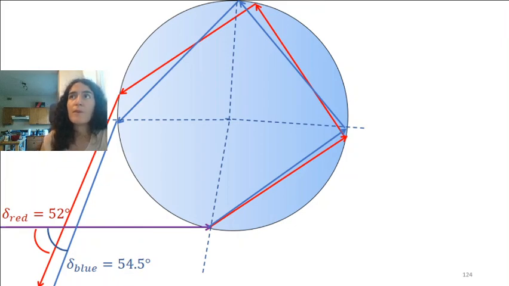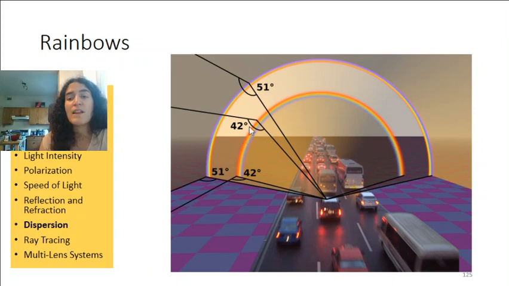If you remember, for the primary arc, the maximum angle is 40 degrees for one color and 42 for the other. Or is it the other way around? No, it's 42 for red, 40 for blue. And here it's the other way around. Red is the smaller angle and blue is the bigger angle in the secondary arc. Okay, so what are these angles, and why do they make a rainbow?